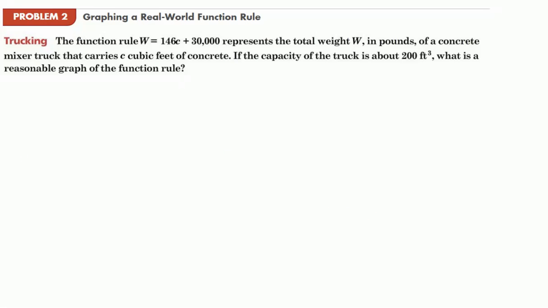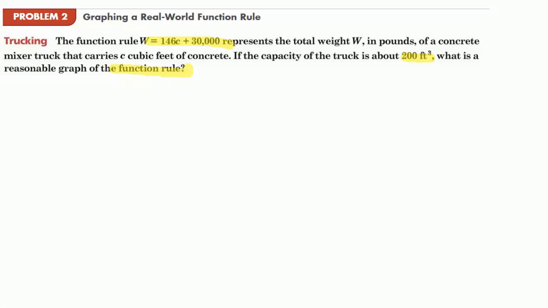Okay, on problem 2, we're graphing a real-world function rule. So this is the same thing we did as problem number 1, except it's more of a real-world situation. The function rule w equals 146c plus 30,000 represents the total weight in pounds of a concrete mixer truck that carries c cubic feet of concrete. If the capacity of the truck is about 200 feet, what is a reasonable graph of the function rule?